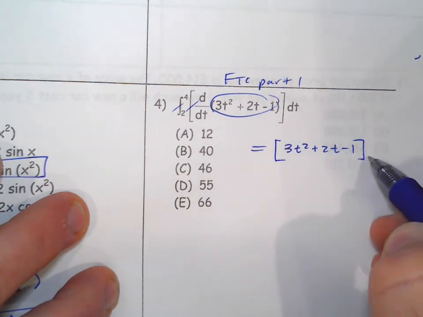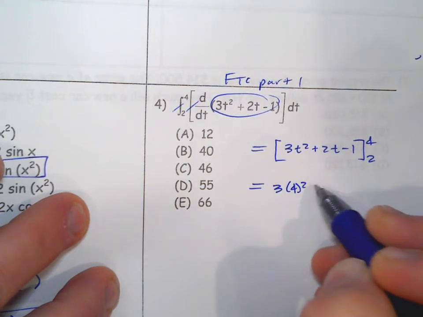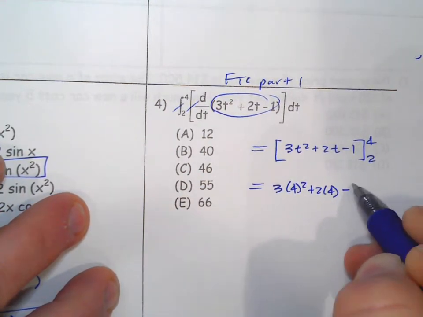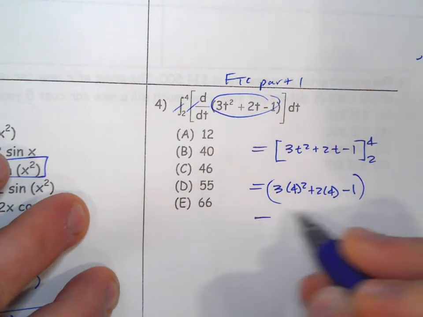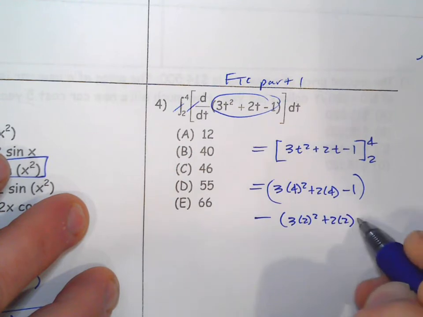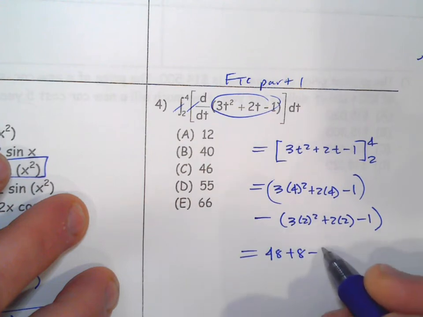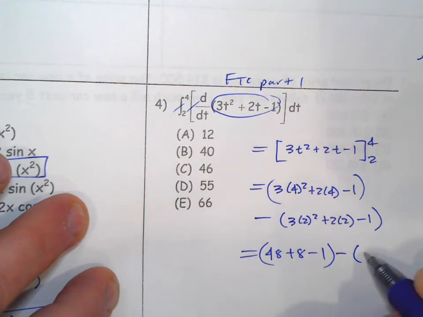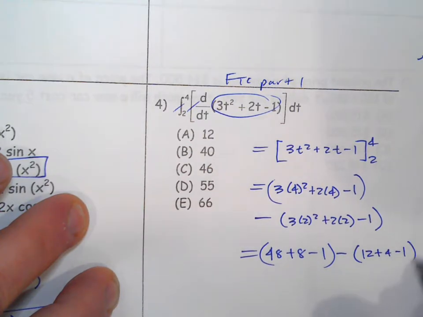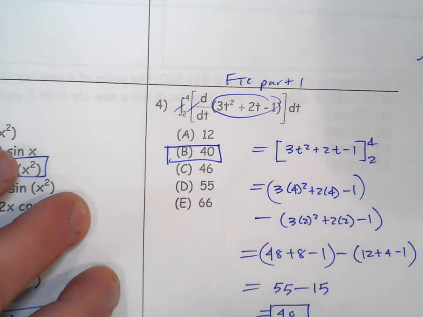And then you would plug the limits in. So 4 squared plus 2 times 4 minus 1, minus 3 times 2 squared plus 2 times 2 minus 1. So 16, that's 48 plus 8 minus 1 minus 12 plus 4 minus 1. 56, 55. This is 16, that's 15. So the final answer is 40.